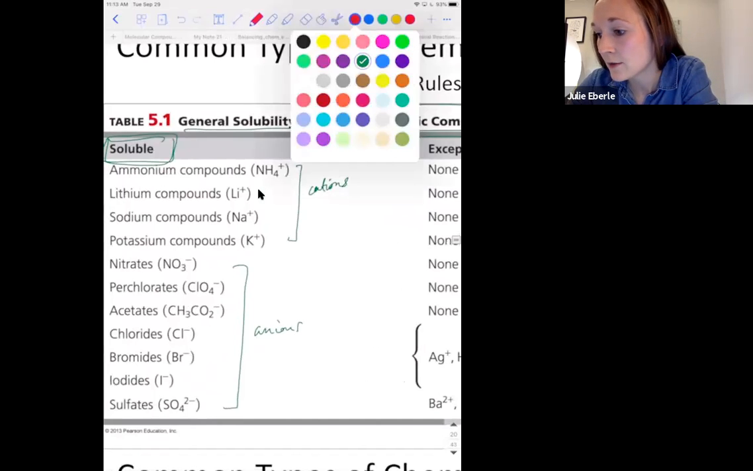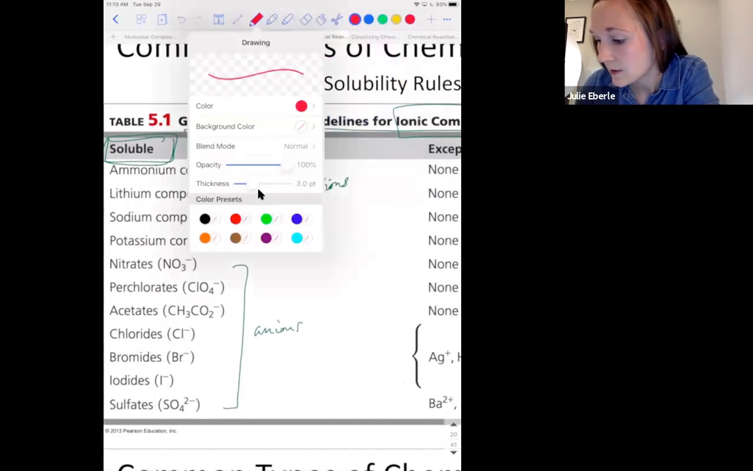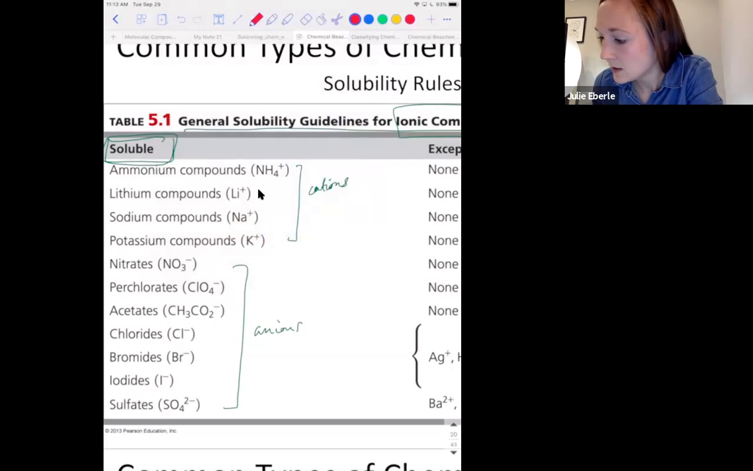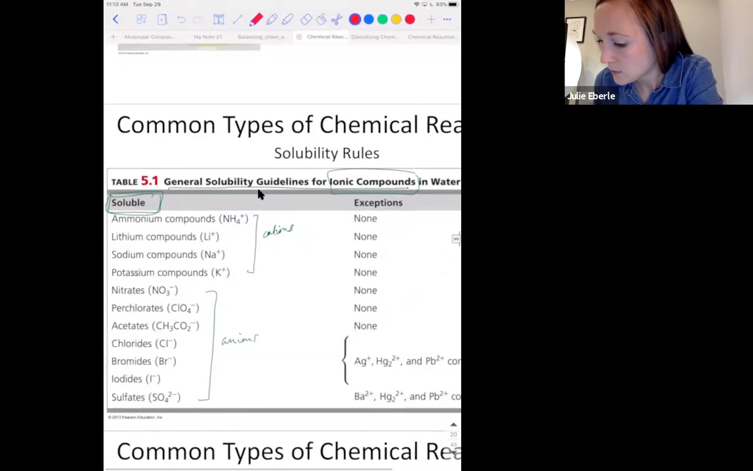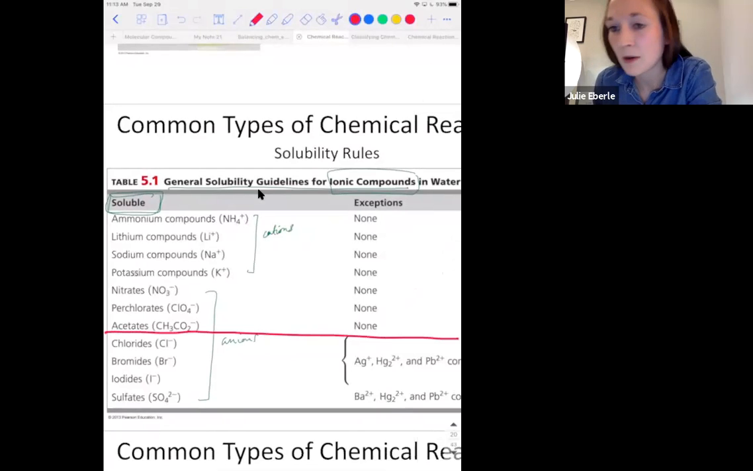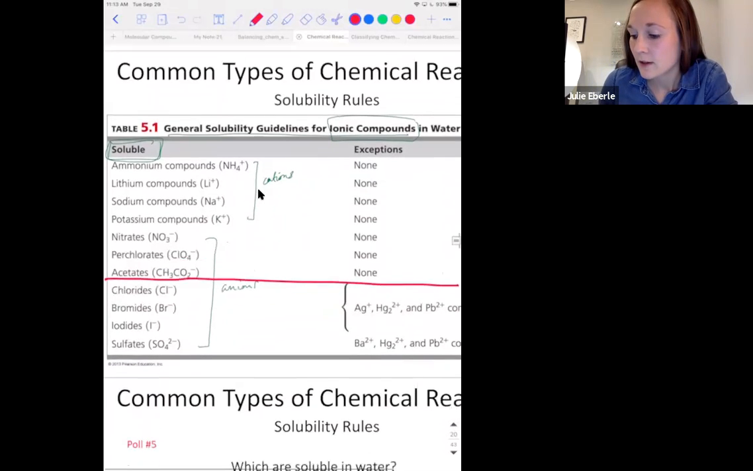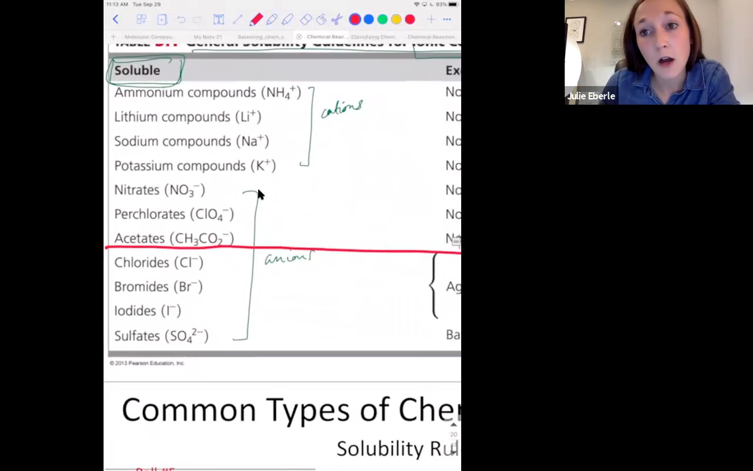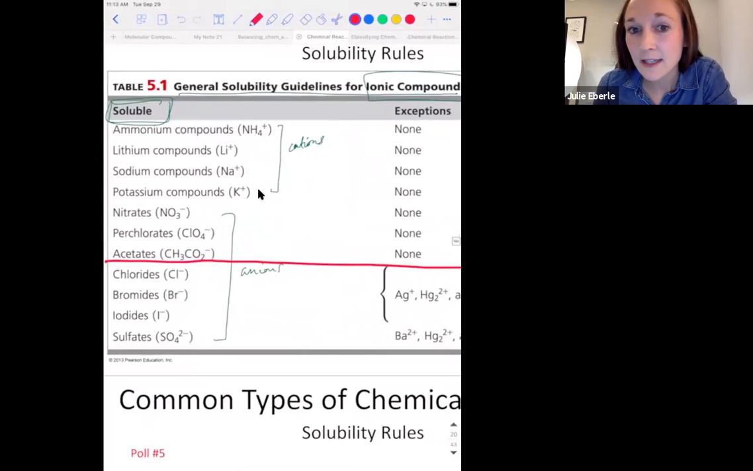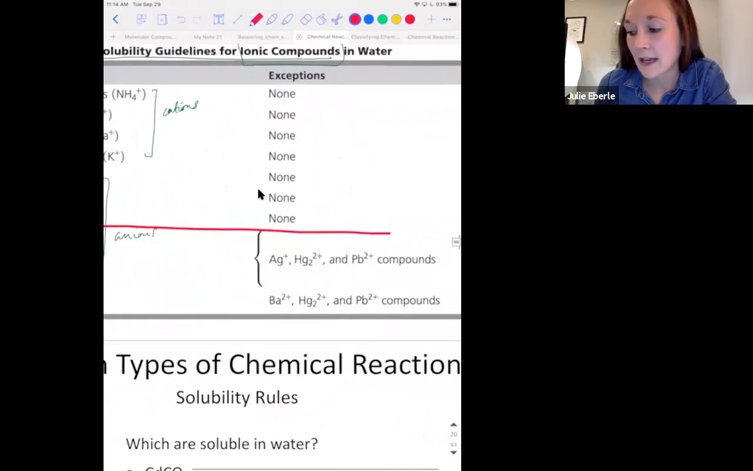I'm going to draw a line here, a line in the sand, right here below acetate. I'm going to draw a line because everything above this red line has no exceptions. So if your compound contains one of these anions or cations above the red line, that compound is always soluble. It will never form a precipitate. However, the compound will also be soluble with these anions below the line, unless it is combined with these particular cations.